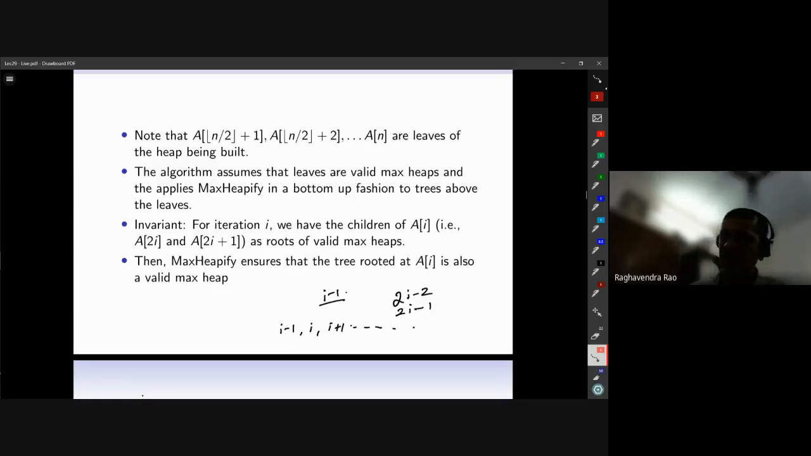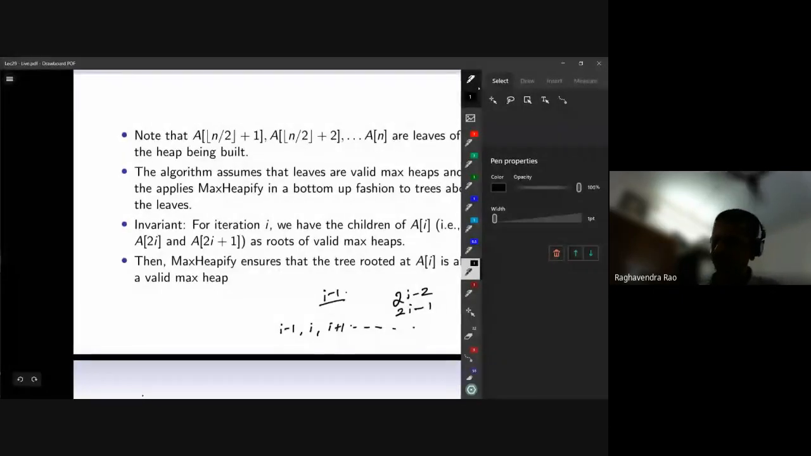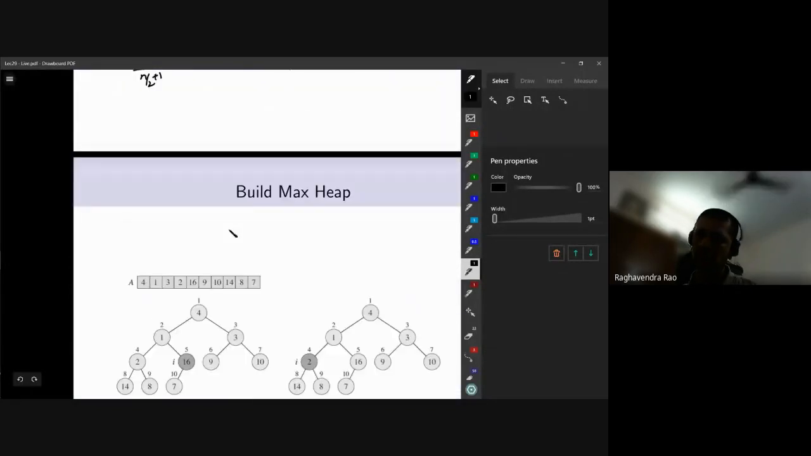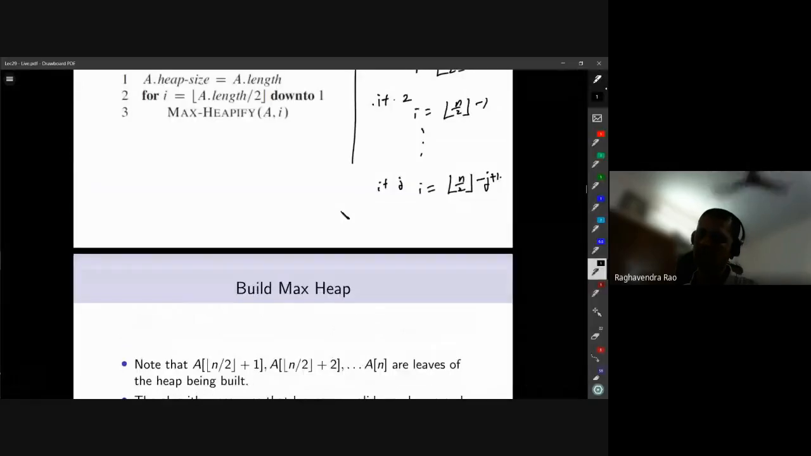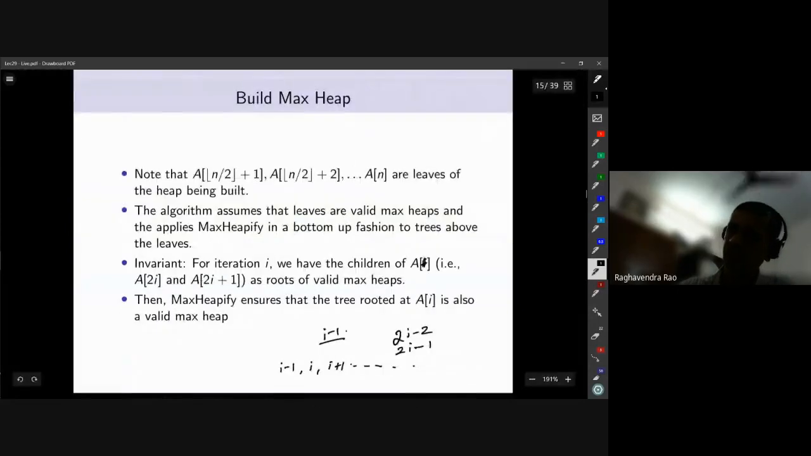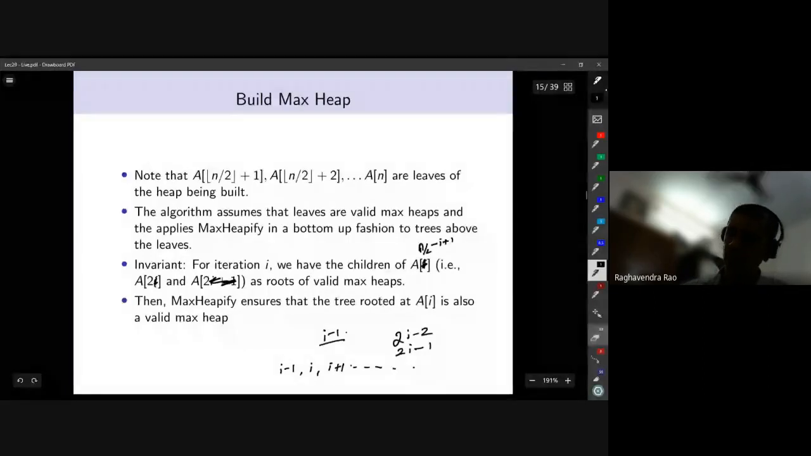Well, I think there is a problem here. For iteration I, this is not A of I. So for iteration I, what is the value? A of n by 2 minus I plus 1, right? Yeah, so that is it. This is not A of I. It is n by 2 minus I plus 1. So whatever, 2 of that value. Probably that was the confusion for you.